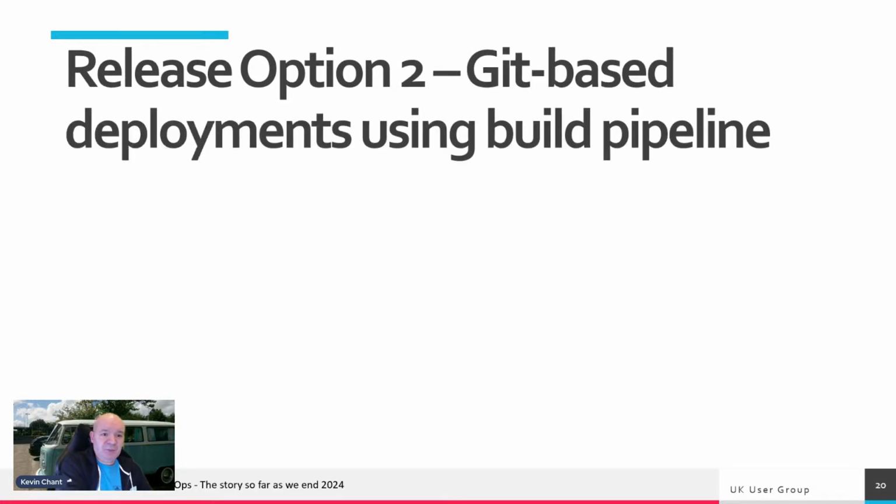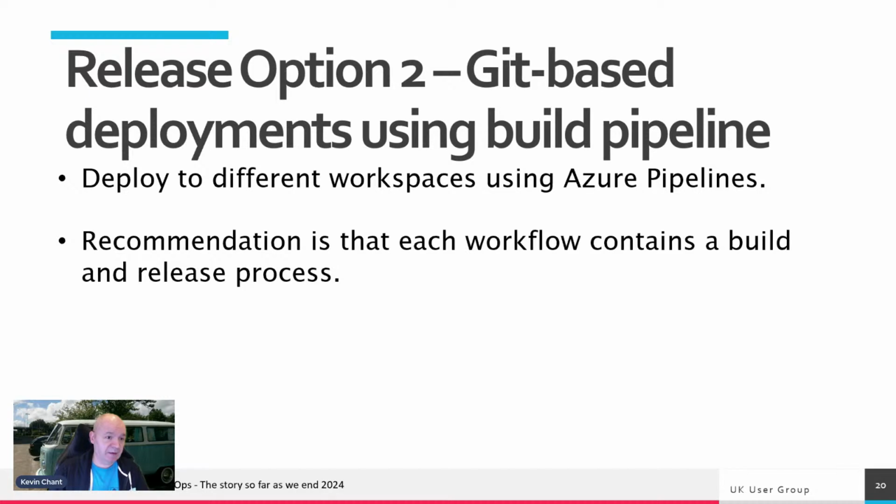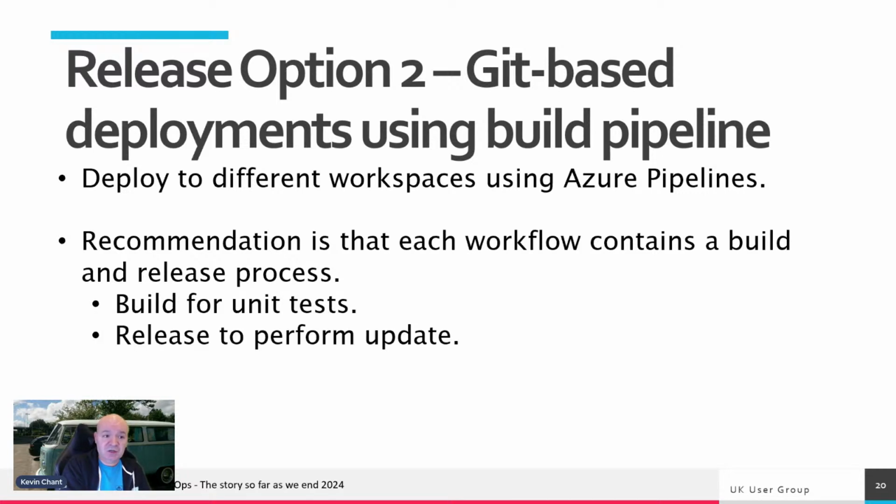Option 2, Git-based deployments using a build pipeline. So this is where you use Azure pipelines, basically. And Microsoft's current recommendation is that each workflow contains a build and release process. So a build for unit tests and another one to perform the updates. However, you can shift left and do your testing earlier, like I showed you just now with those continuous integration tests, and then rely on that for when you do your builds to the environments.